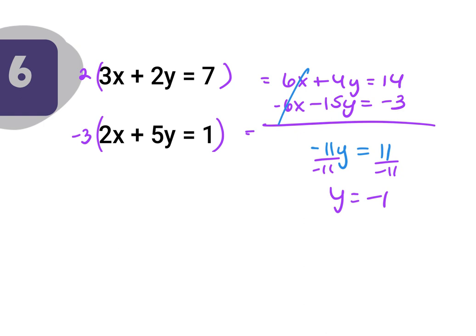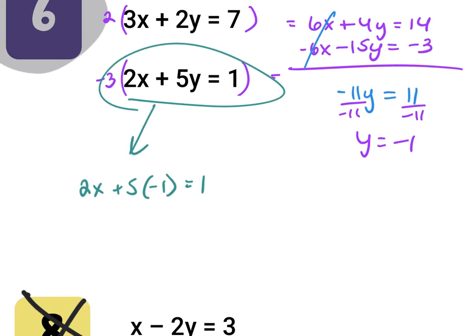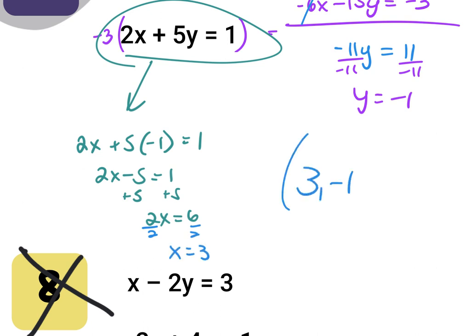So then I've got to take that and plug it back in, and you could plug it back into either beginning one or even the one you changed, but obviously it's easier to go back to the beginning. So if I just grab the bottom one and I did 2x plus 5 times -1 equals 1, I'd end up with 2x minus 5 equals 1. 2x would equal 6. Divide both sides by 2, and x is 3. (3, -1) would be the solution to the system.